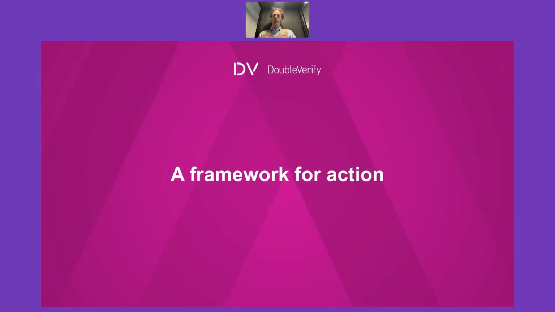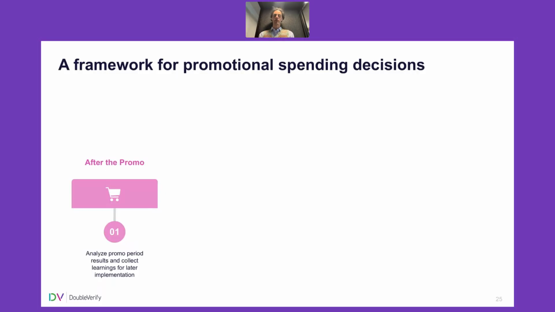Okay, lastly, final section, let's talk about a framework for action. So I'm actually going to start after the promo, and then we're going to run through a full cycle of how we think that brands should act all the way through to a promotional moment. So let's say that you've just been through a big promo.